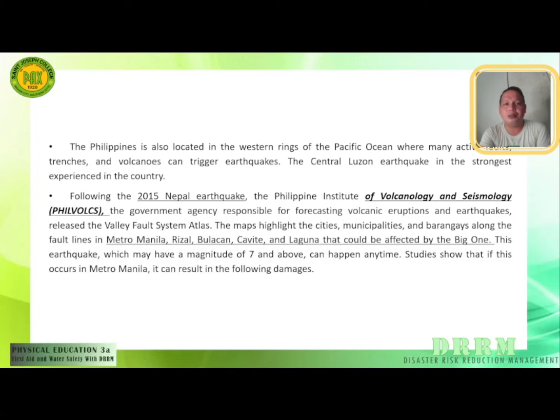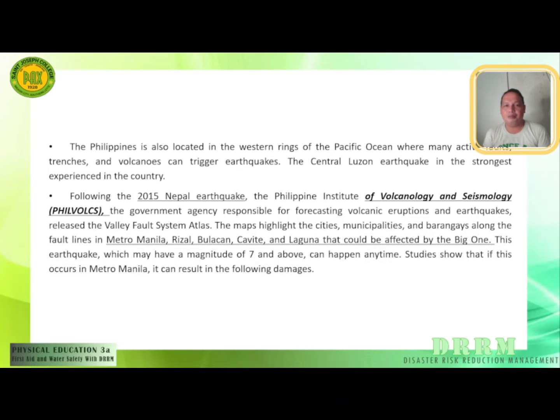The Philippines is also located in the western rim of the Pacific Ocean, where many active faults, trenches, and volcanoes can trigger earthquakes. The Central Luzon earthquake is the strongest experienced in the country. In the 1990s, a building in Baguio collapsed, with lots of people trapped and killed inside.